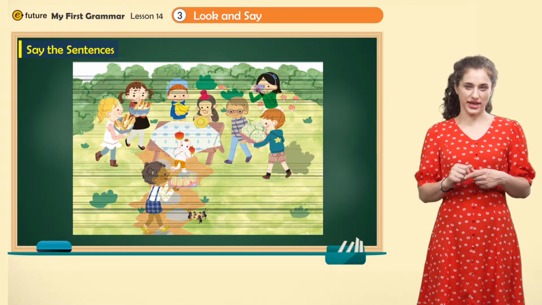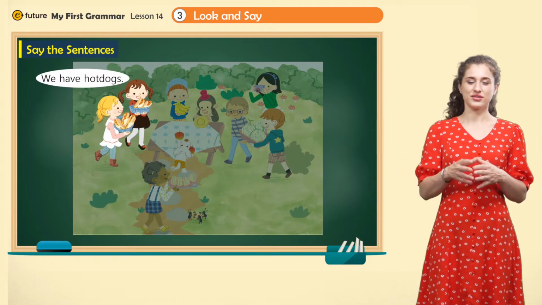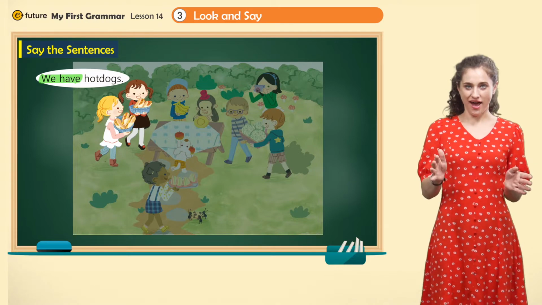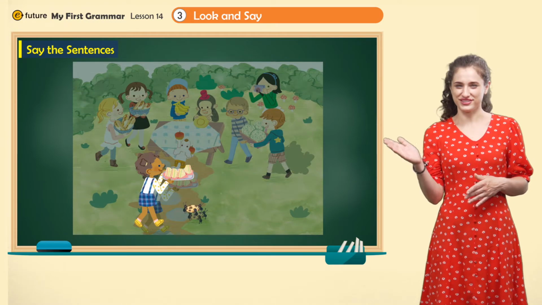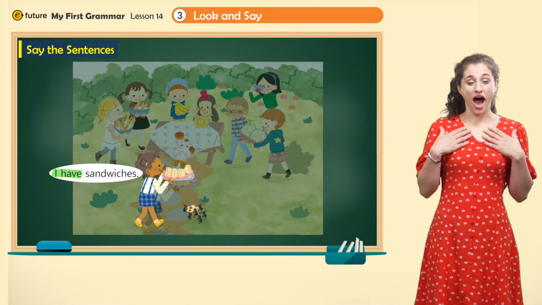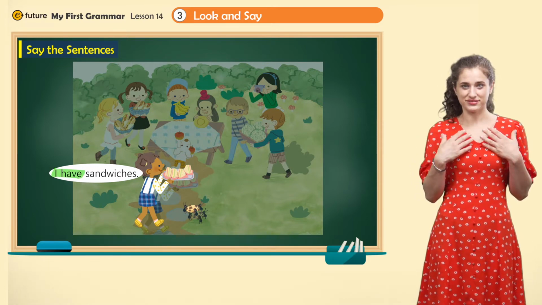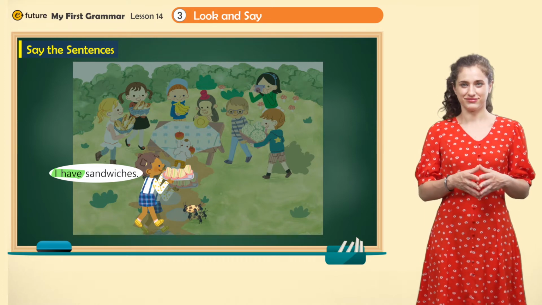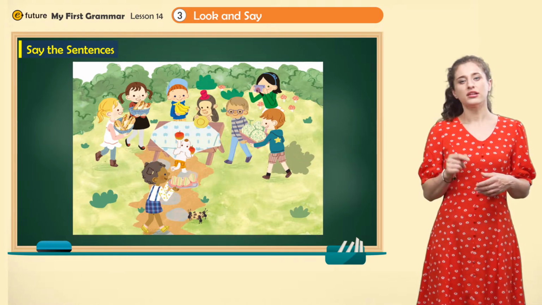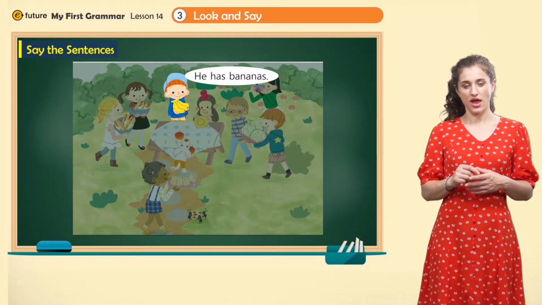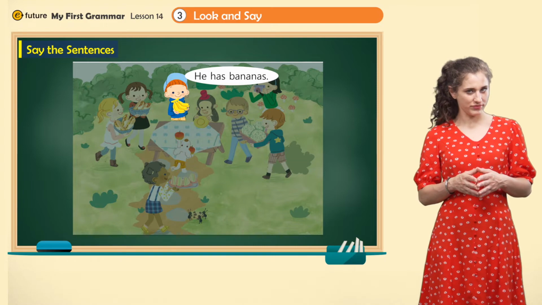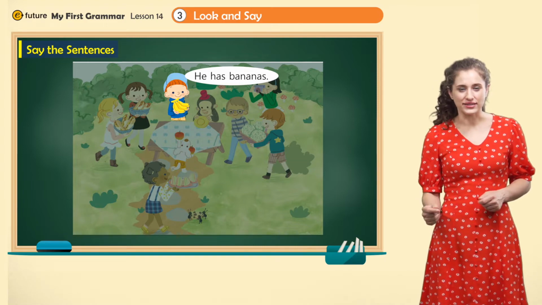Now let's look at the sentences. These two girls say, we have hot dogs. We have. Remember? We have hot dogs. This girl says, I have sandwiches. I have sandwiches. Great. Now look at number 1. Let's read it together. He has bananas. Remember? He has.